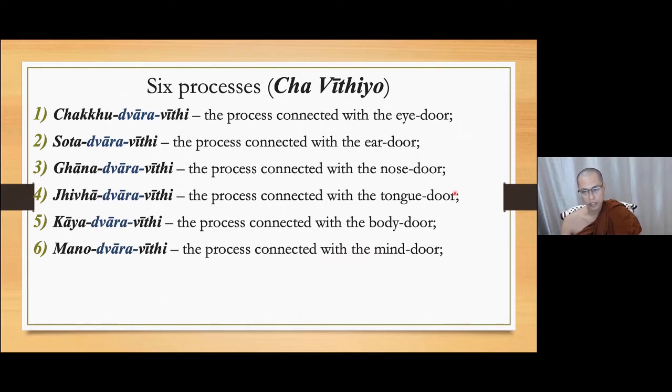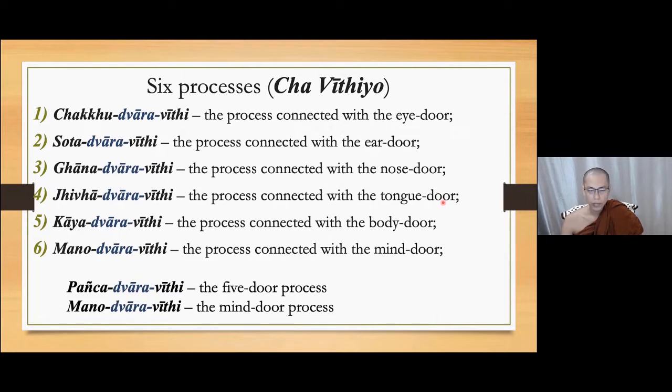So we already know the 5 physical doors and the mind door. So we can classify the cognitive process roughly into pancha dvara vithi and mano dvara vithi, according to the name given in connection with the door. Here, the names of the processes are given in connection with the doors. So we can classify 5 door processes and mind door processes.